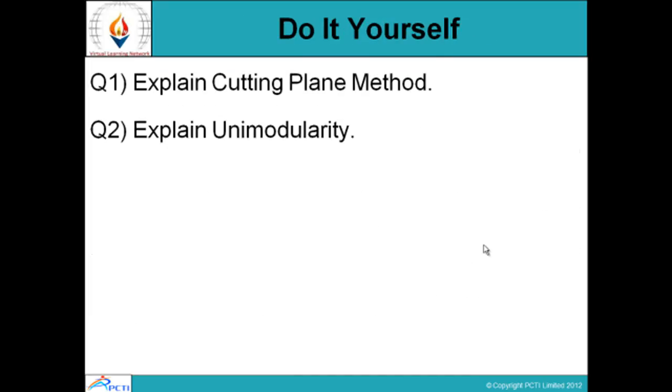And now, do it yourself. Question number 1, explain cutting plane method, and question number 2, explain unimodularity.